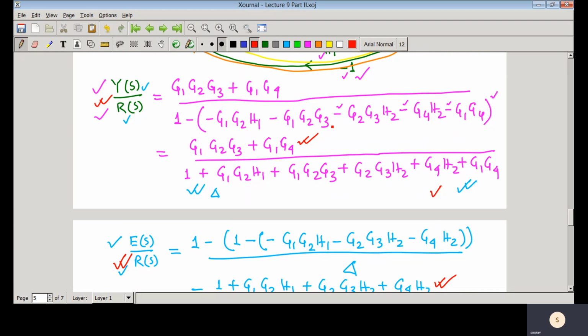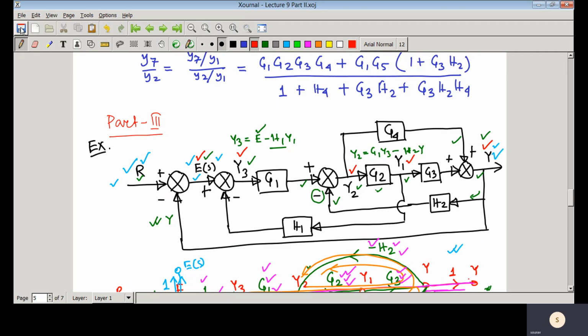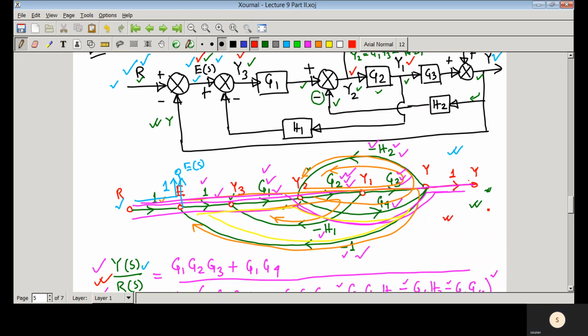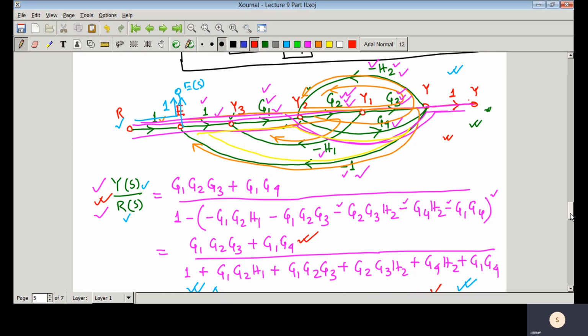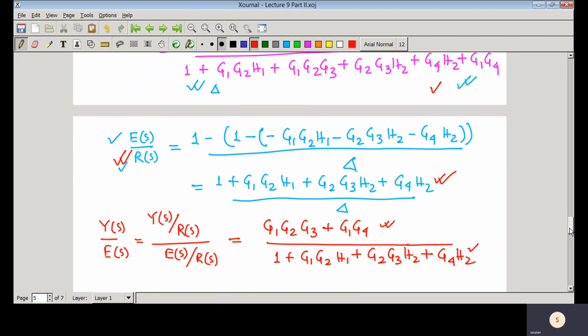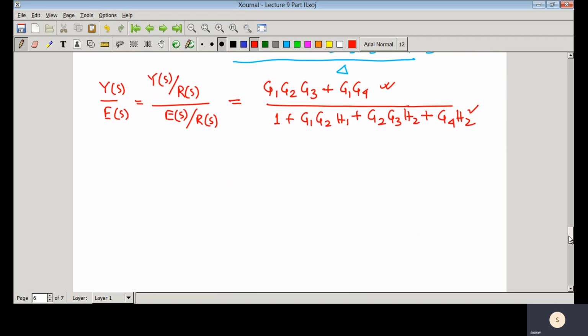From this example, what we have seen is that whenever you have a closed loop control system represented in block diagram form, you can get it in signal flow graph framework, and then directly apply Mason's gain formula. Here I have shown how to apply Mason's gain formula to find the transfer function between two variables. If one node is inside the signal flow graph, how to find it we have discussed in detail. Now we'll take one more example.